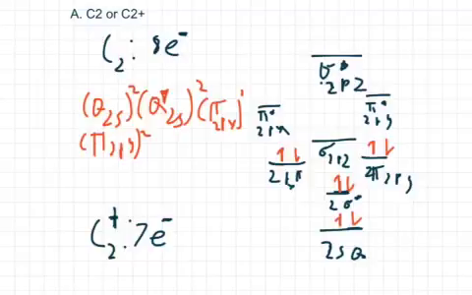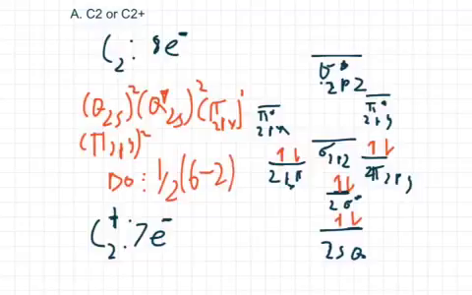Now we can figure out the bond order. The bond order is basically 1/2 the difference between the electrons in bonding and antibonding orbitals. In this case, we have 1, 2, 3, 4, 5, 6 electrons in bonding orbitals, while only 2 in antibonding orbitals. So the bond order would be 1/2 of 6 minus 2, which is equal to 2.